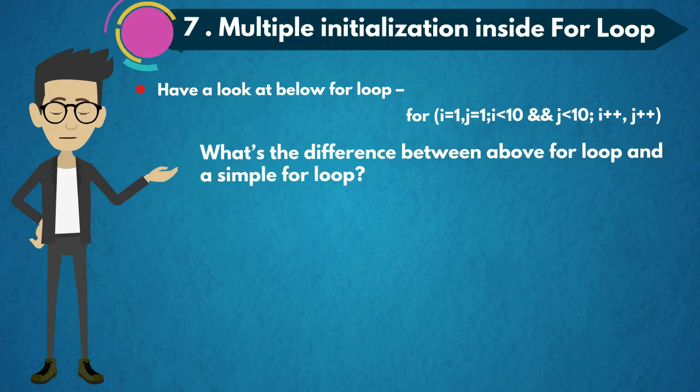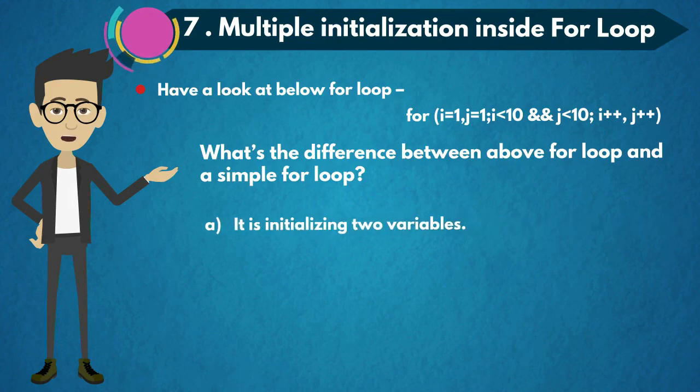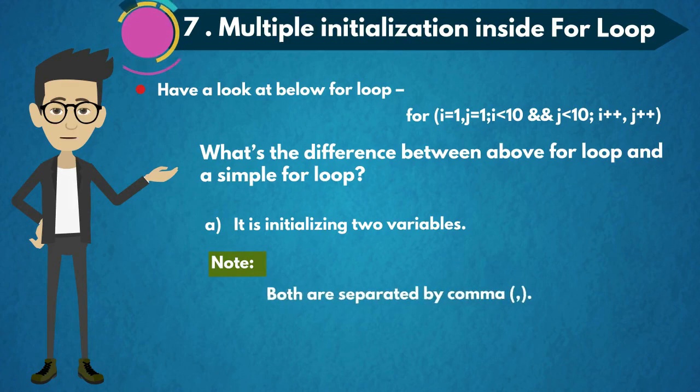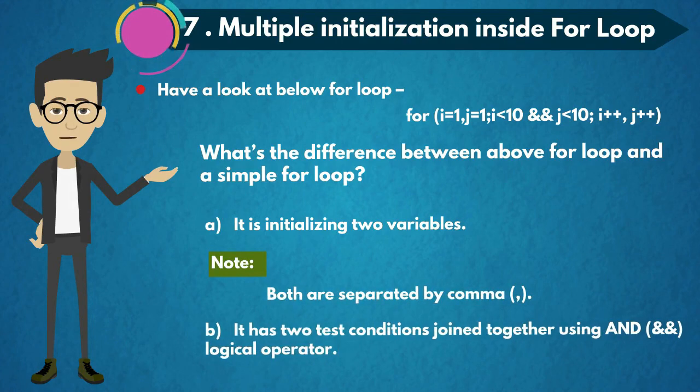What is the difference between the above for loop and a simple for loop? The answer is simple. It is initializing two variables I and j. The note point is both are separated by comma. It has two test conditions joined together using the AND logical operator.